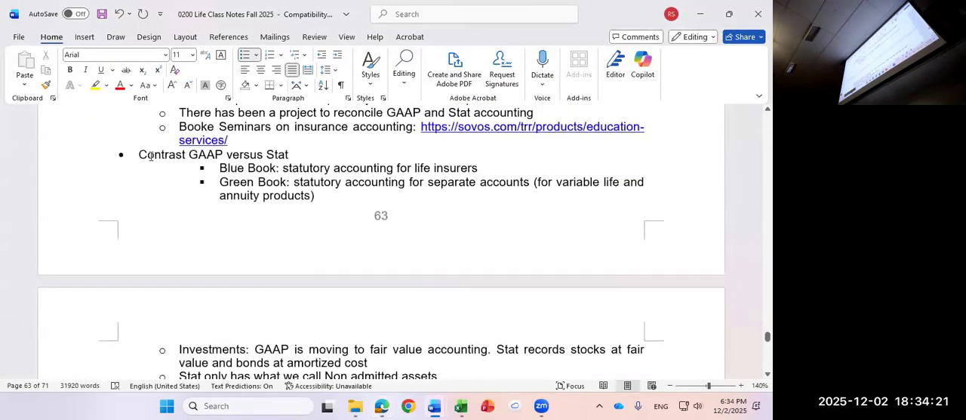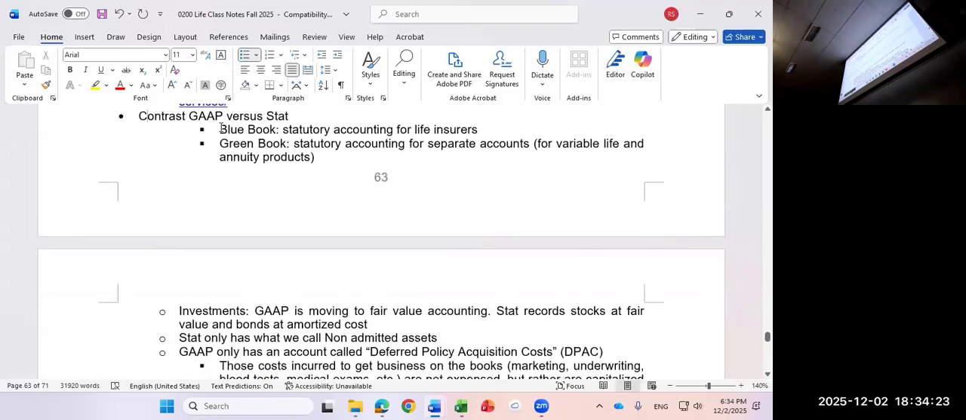I'm not going to go through the details. You can read the class notes. On the life insurance side, their statutory is called the Blue Book because it's blue. On the P&C side, it's called a Yellow Book. Y'all remember early in the class, we talked about variable products: variable annuities, variable life, variable universal life. Those are shown in the Green Book. So they have their different books.